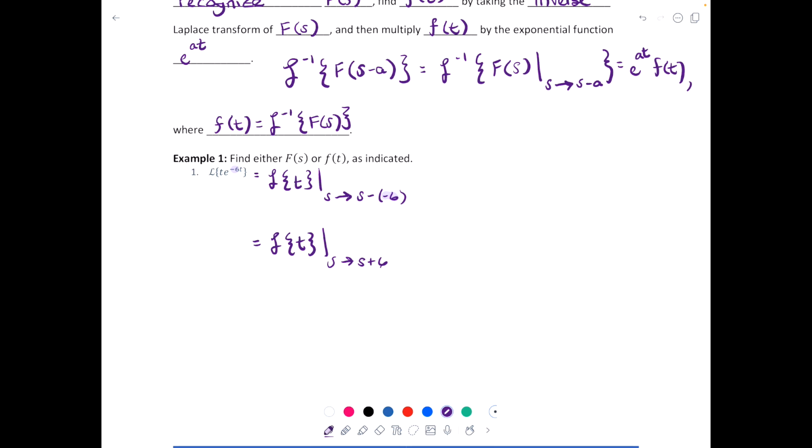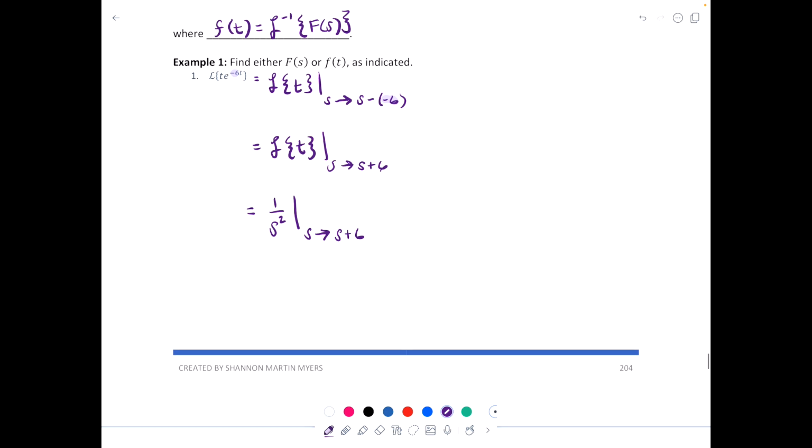Now, we know that the Laplace transform at t from previous work is equal to 1 over s squared. And we still have that business of s approaching s plus 6. And so we'll have that equal to 1 over s plus 6, the quantity squared. And we're done. Kind of cool little trick, huh? All right, instead of having to use that longer definition each time.